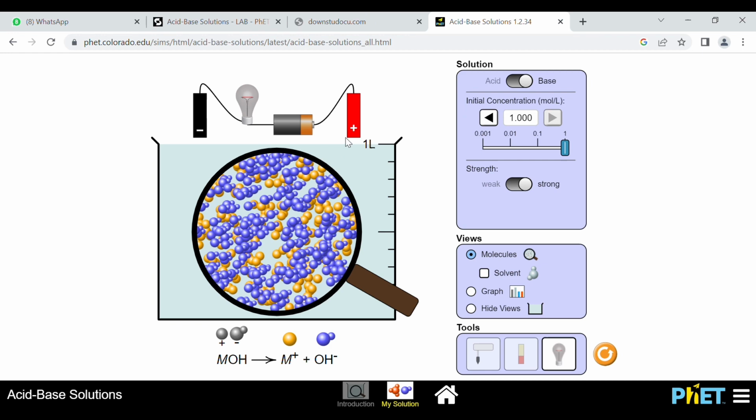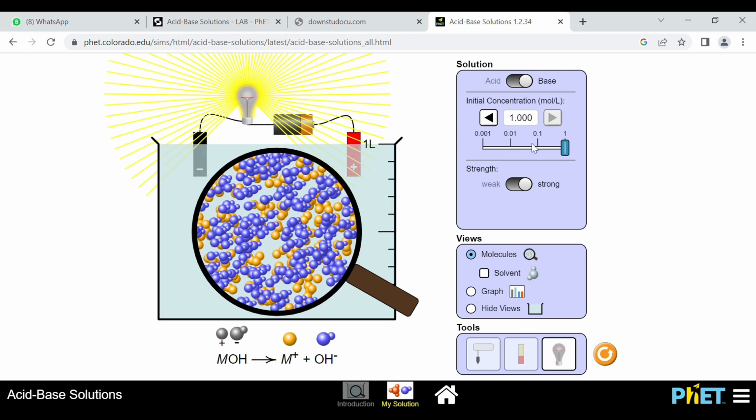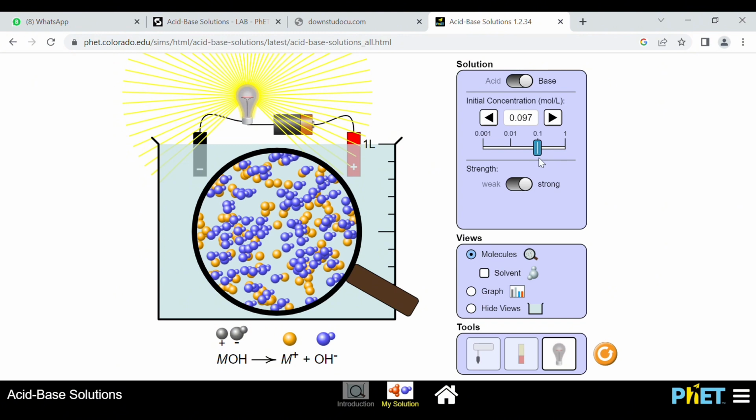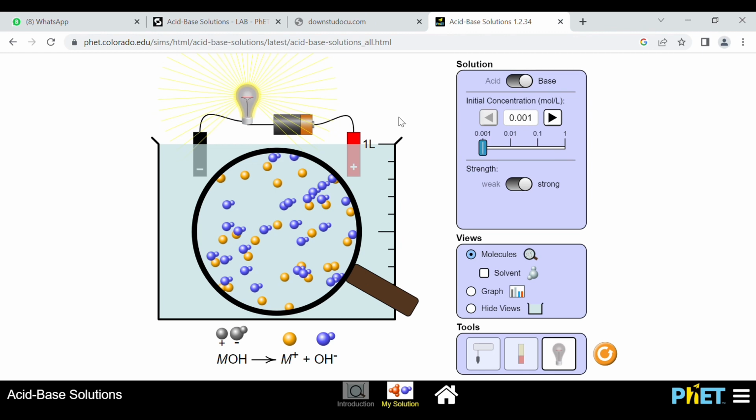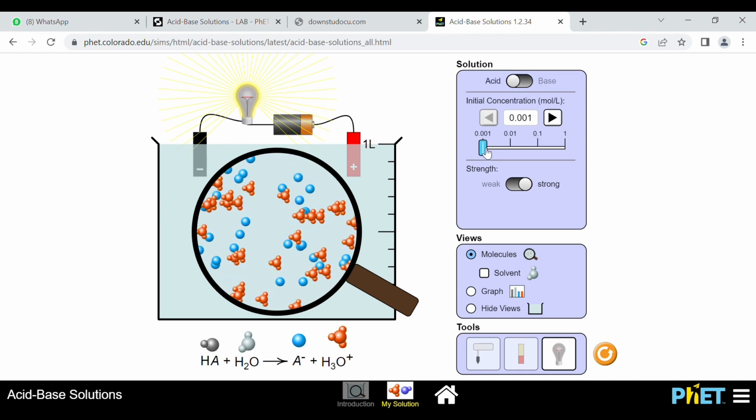Lastly, we are using the electric indicator tool. So we check the concentration and it will determine the brightness of the bulb. As we change the concentration from 1 to 0.1 to 0.01 to 0.001, the brightness of the bulb will be decreasing or increasing, depending on the pH level.